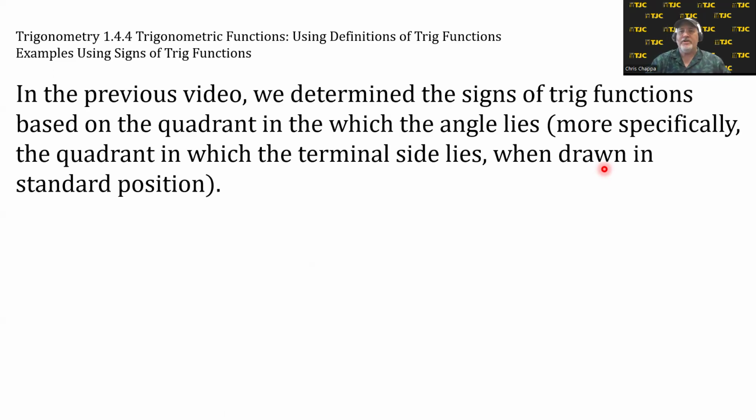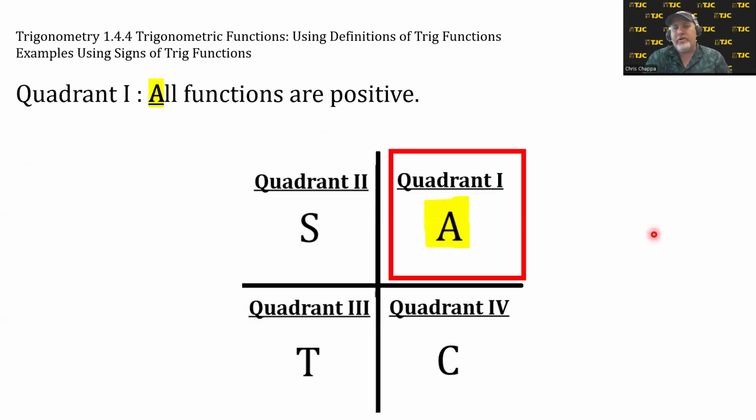In the previous video, we determined the signs of trig functions based on the quadrant in which the angle lies, more specifically, the quadrant in which the terminal side lies when drawn in standard position. A quick recap, in quadrant 1, all trig functions are positive.